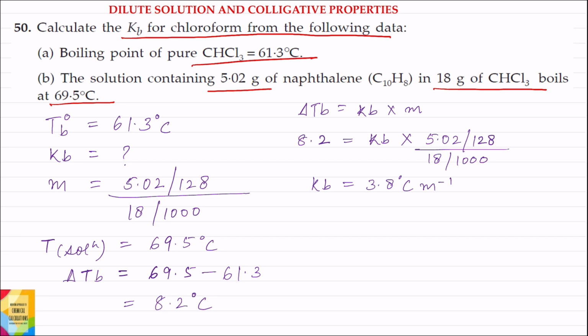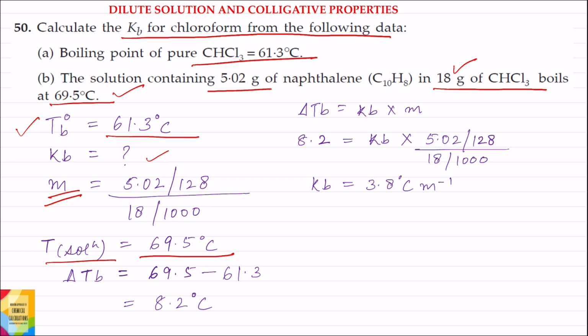Solute is naphthalene and it is dissolved in the solvent chloroform. Weight of solvent is 18 gram and the solution boils at 69.5 degrees centigrade. So given data is boiling point of pure solvent, that is 61.3 degrees centigrade. Kb we have to find out. Boiling point of solution is 69.5 degrees centigrade. Weight of solute is given, weight of solvent is given, so molality of solution can be calculated.